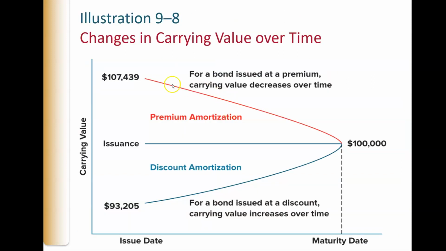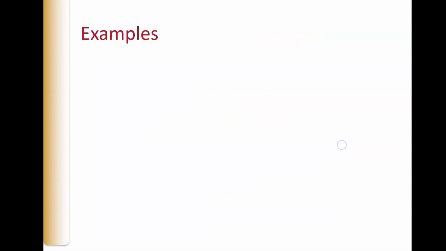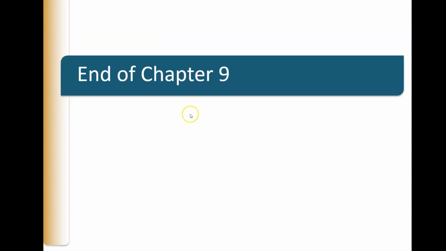We will amortize the premium or the discount over the life of the bond to make sure the carrying value is exactly $100,000 at the maturity date. And that's what we'll work on this class, is how to do that. We're going to do some examples of that, and that's all we'll cover for chapter 9.